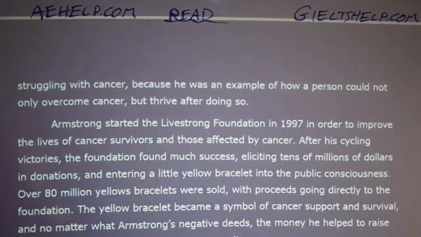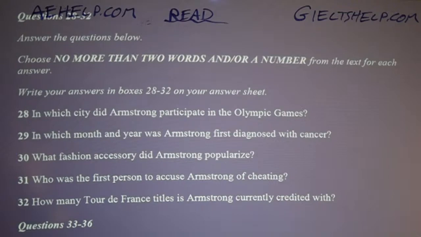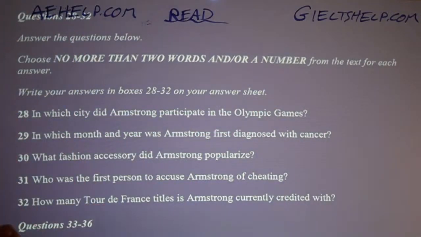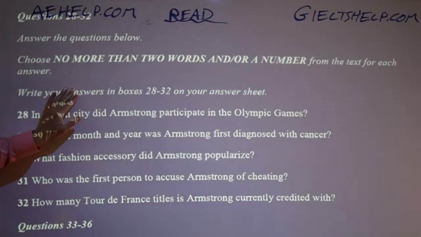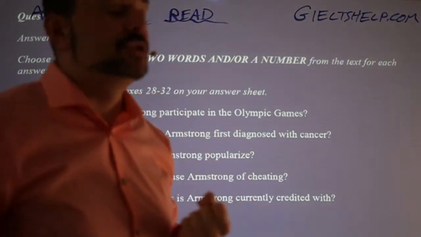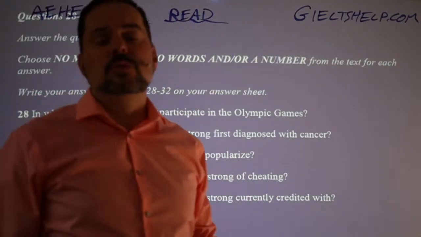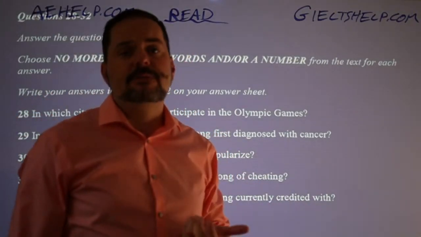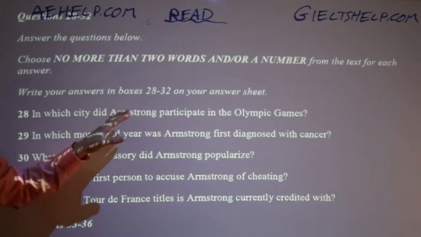So now the next step is to look at the questions and see if we can get a little bit more information. So here it says, choose no more than two words and or a number from the text for each answer. So this is a short answer question series. Okay, so you have to give just brief answers from the passage. All of this information is somewhere in the passage. All of these questions will be in the passage, not in the same way, okay? They will be in a statement form, and they will likely be paraphrased, so maybe using some different words, okay?